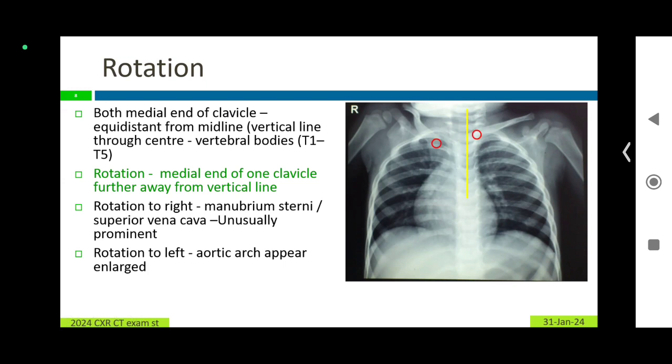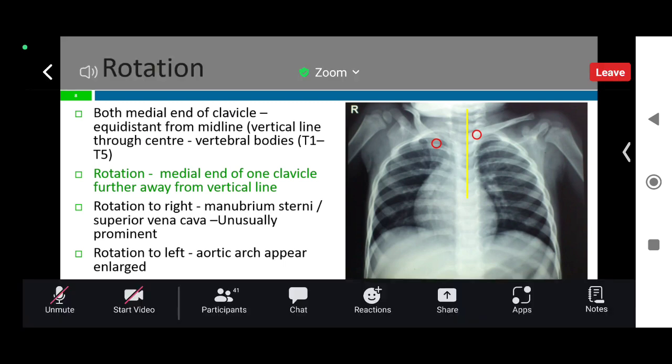The yellow line is the midpoint. You look at where the medial end of the left clavicle and the medial end of the right clavicle are. You look at the difference. Because there is a rotation, the heart appears as if it is more in the right hemithorax than in the left hemithorax. You may have an erroneous impression that there is a dextrocardia even when there is no dextrocardia. So this is the meaning of whether the X-ray is taken without rotation or not.